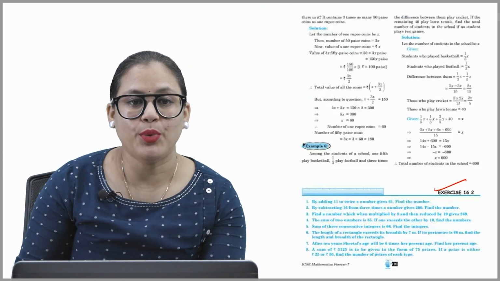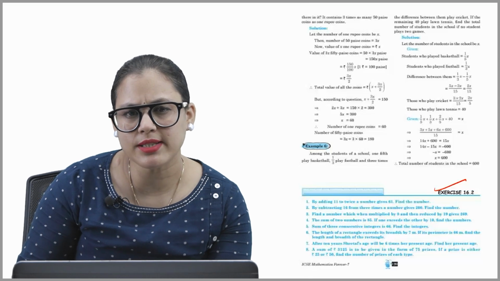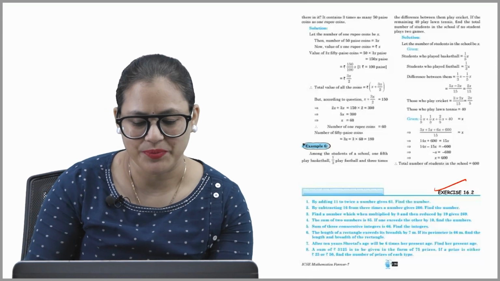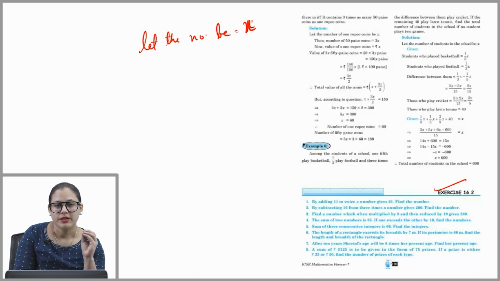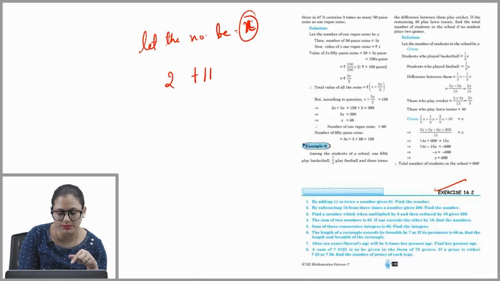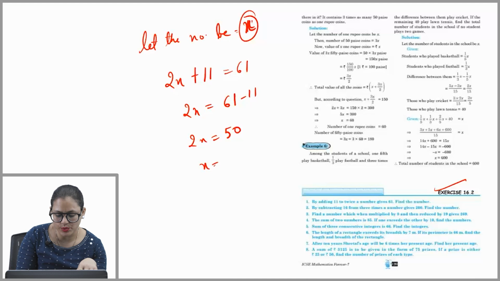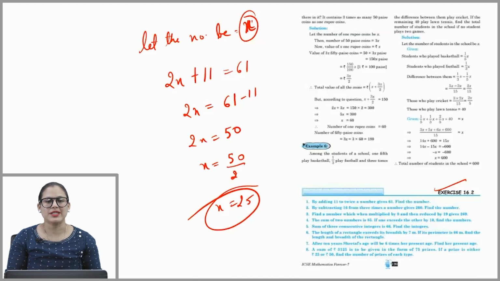Let's do exercise 16.2. Adding 11 to twice a number gives 61. Find the number. Okay. We don't know the number, so we will let the number be x. Now, read carefully. Adding 11 to twice a number means twice of this number plus 11, we get 61. So, 2x is equal to 61 minus 11, 2x is equal to 50, and x is equal to 50 by 2, that is 25. So, the number is 25, right?